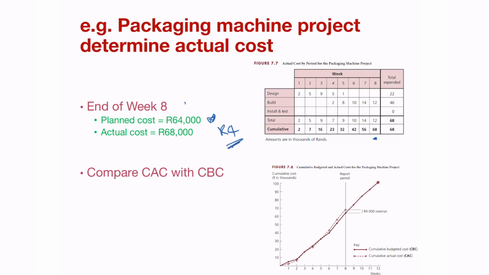Now that's not a good or bad thing. It simply means that there's a variance, and you should be able to explain what that variance is. If you compare the cumulative actual cost, CAC, with the CBC, or the cumulative budgeted cost, in your little snake diagram or your cumulative budgeted curve diagram, your cumulative actual cost here in this little dotted line should track very carefully on top of your cumulative budgeted cost. This graph is just a visual representation of your cost and how it tracks on a week-to-week basis, in this case for the packaging machine.